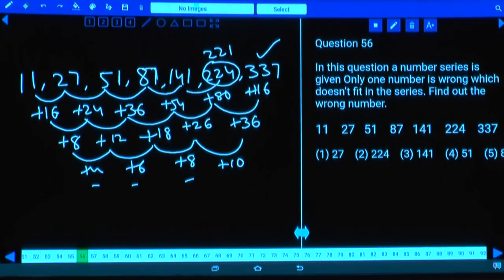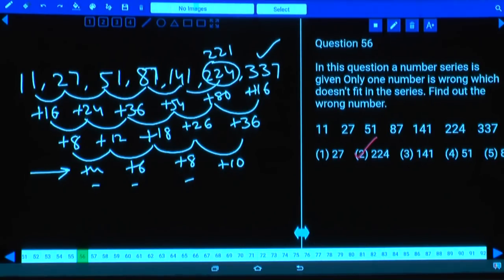What is the wrong number here? 224 is the wrong number. The correct number is 221, the wrong number is 224, that is choice 2. Done with this? Now the difference of differences is of the form 4, 6, 8 and 10, the even numbers. And this is about question number 56. Then what about question number 57 here?